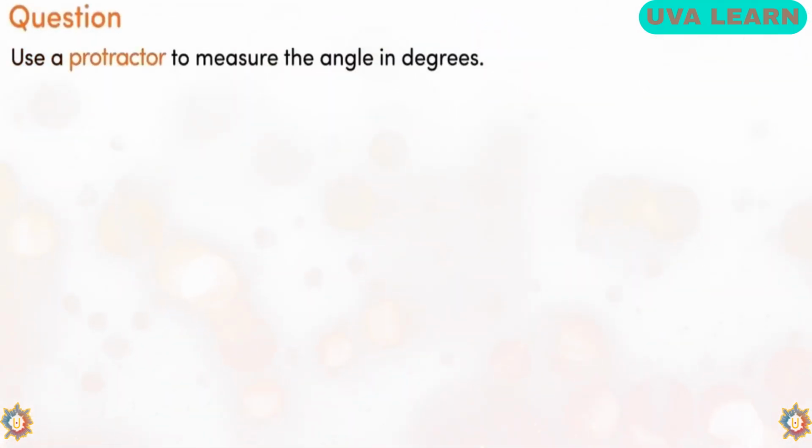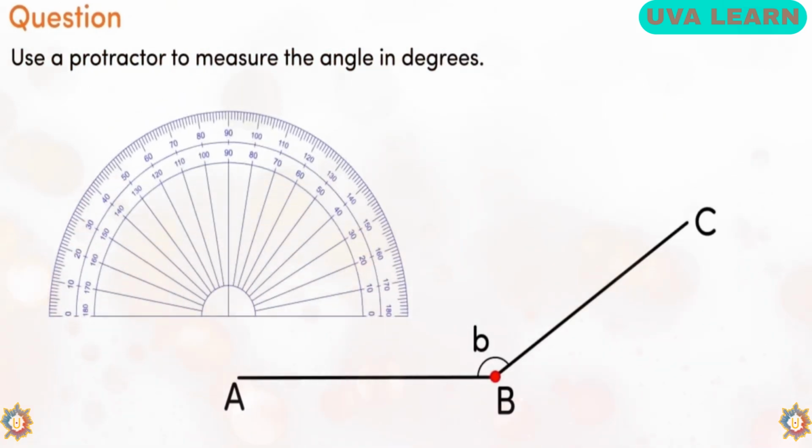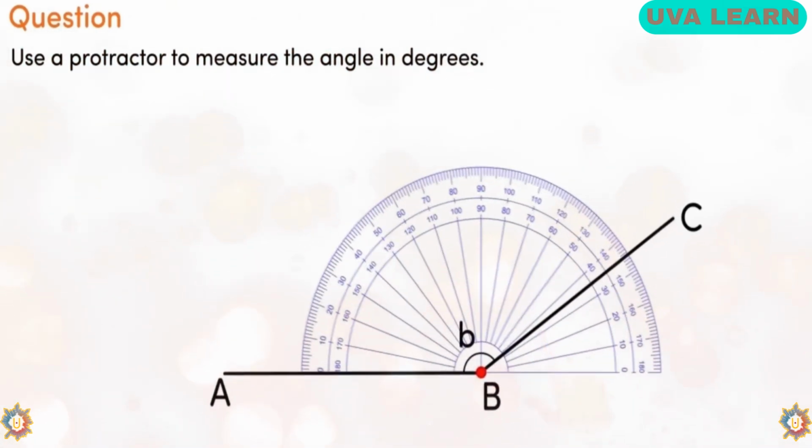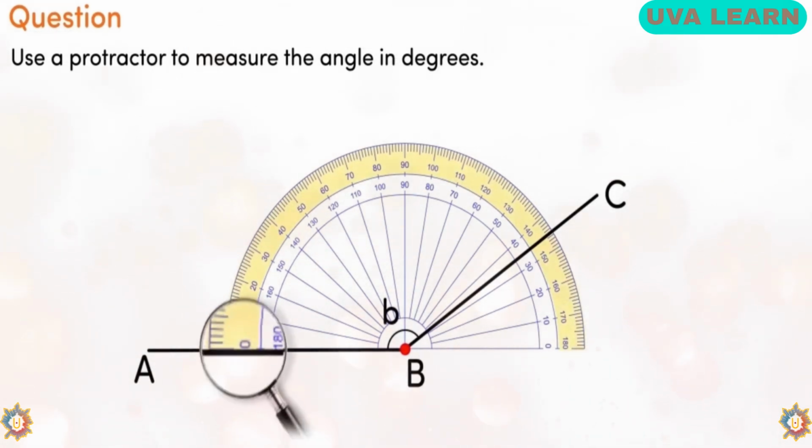Use a protractor to measure the angle in degrees. Do you recall the steps to measure an angle? Yes, the first step is to place the center of the protractor right on the vertex, and make sure that the baseline is aligned to line AB. Perfect. Next step is, which scale do we use to measure angle B? We use the outer scale here, because line AB is at 0 degrees on the outer scale.